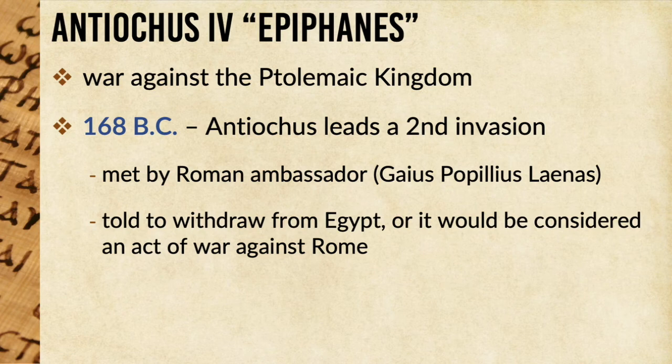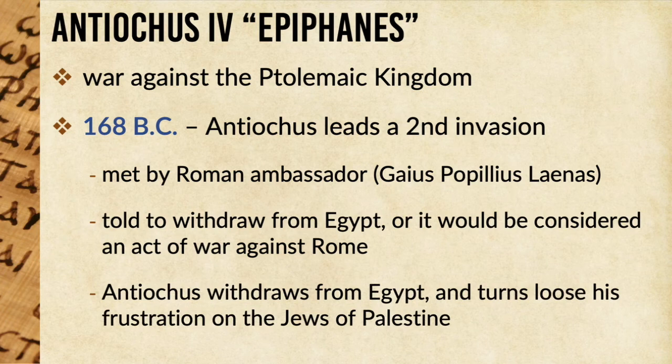Well, Antiochus knew what Rome was like. He had spent those years there as a hostage. He is not interested in going to war against Rome. But the story that's told is that Antiochus, when he gets this message, gives the answer, well, I'll think about it. Gaius draws a circle in the sand around him and tells him, don't leave the circle until you've thought about it. Antiochus, who was interested in ruling, and ruling ruthlessly, has his pride destroyed in Egypt. So he withdraws from Egypt with his army, turns loose his frustration on the Jews of Palestine.